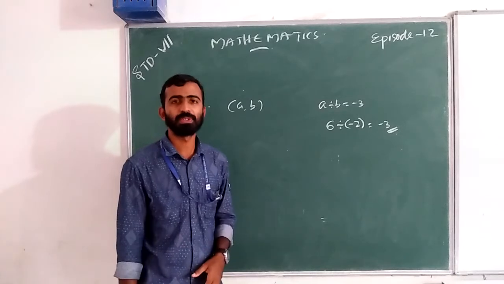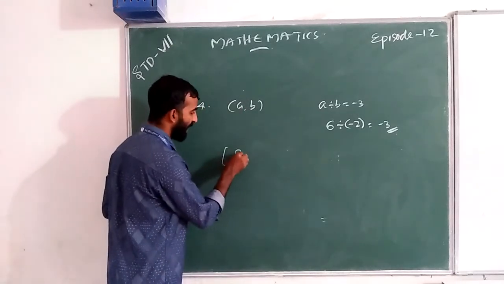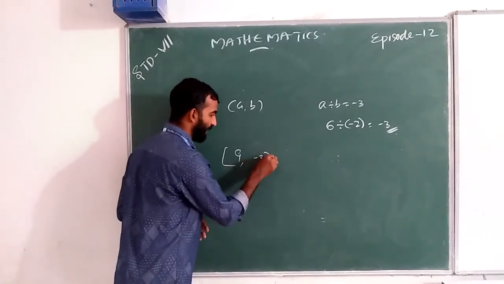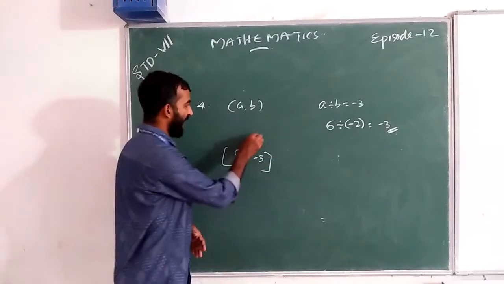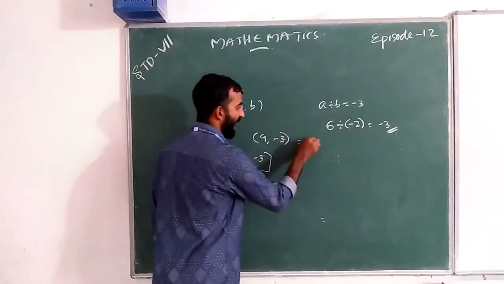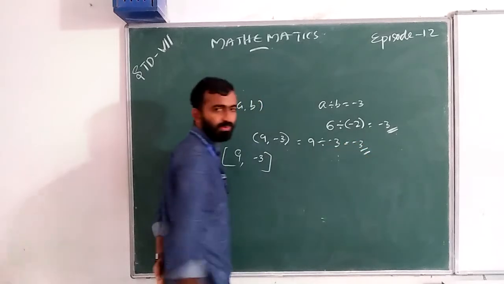Can we start? Okay, we can write a as 9 and b as negative 3, because 9 divided by negative 3 gives the answer negative 3.